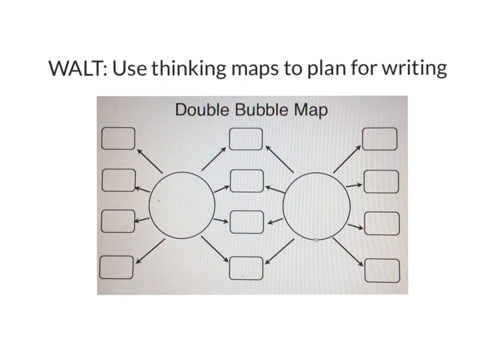We are learning to use thinking maps to plan for writing. Today we are going to be using a double bubble map. A double bubble map we use when we want to see the things that are the same between two things and the things that are different about two things.